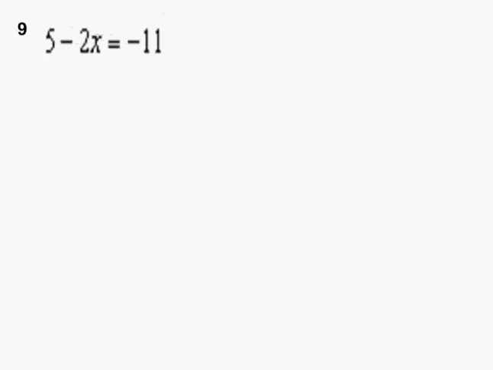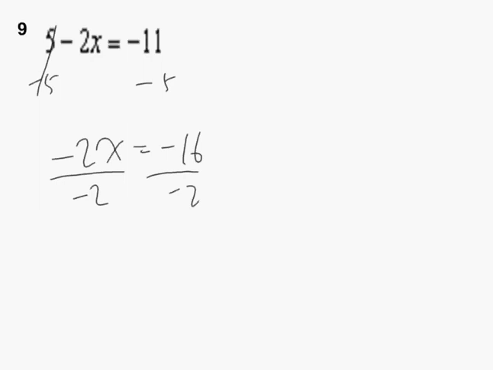There we go. What is your constant? Anybody? 5. What is your coefficient? It's not 2. Negative 2. So by subtracting 5 from both sides, I end up with negative 2x equals negative 16. Divide both sides by negative 2, and x will equal 8. Remember that in this equation, negative 2 is your coefficient.